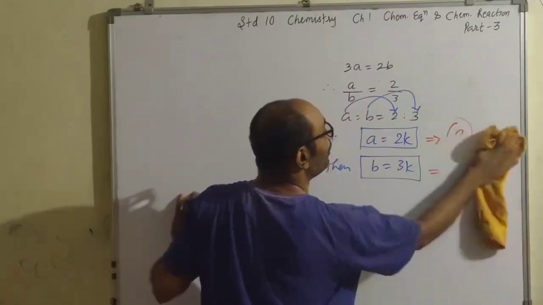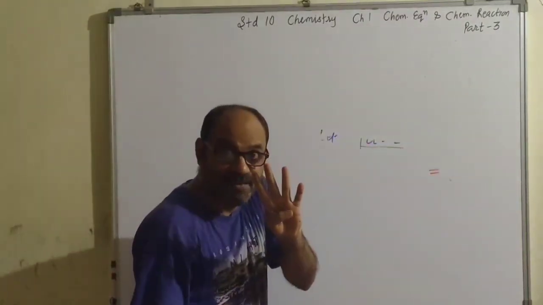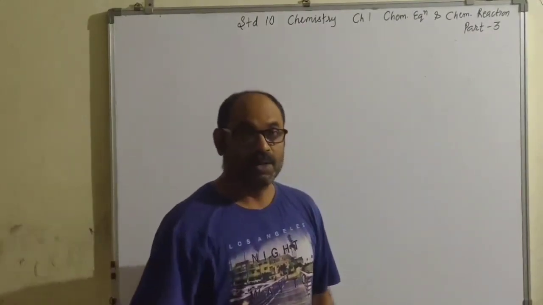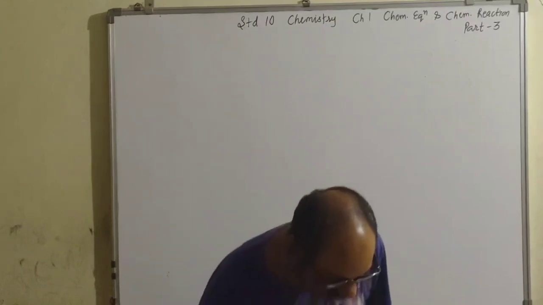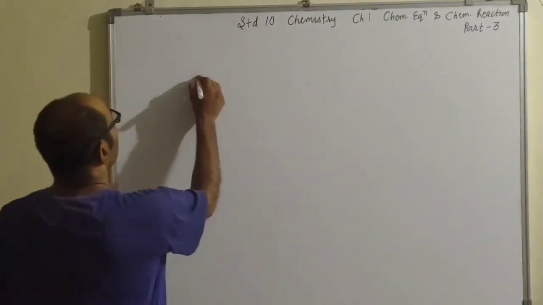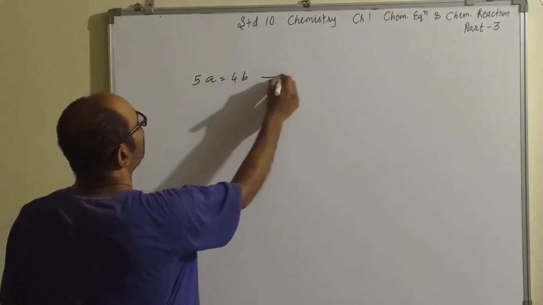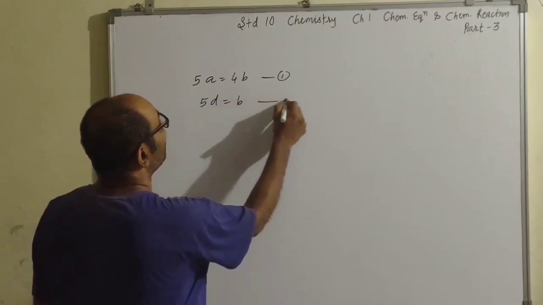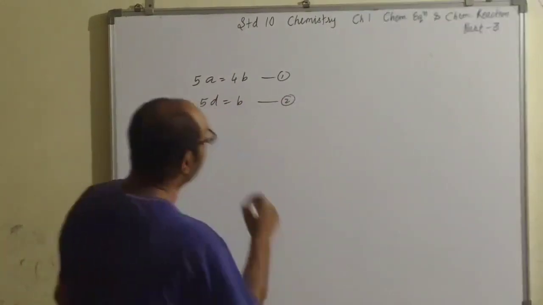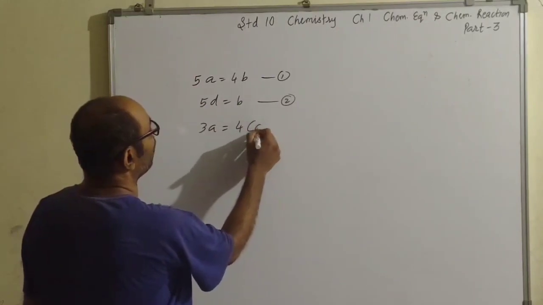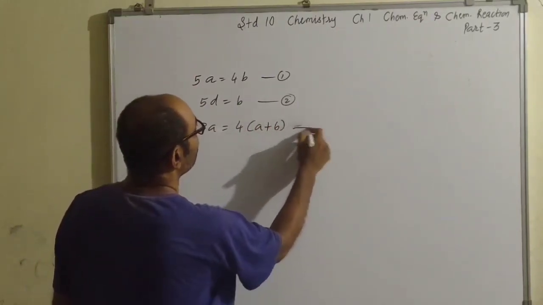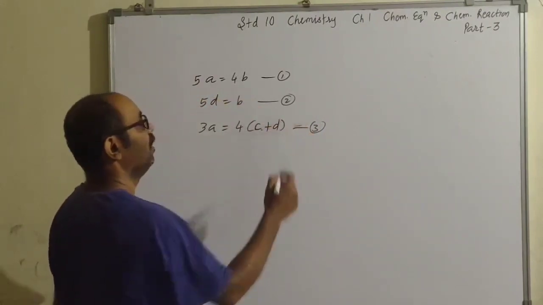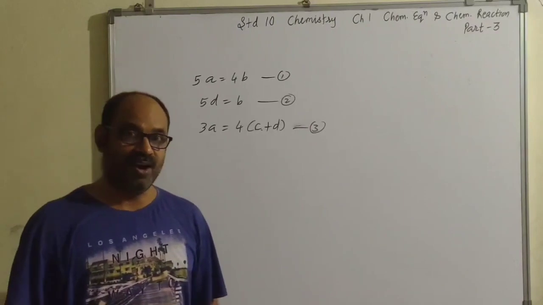So few equations I am going to give you which involve 4 variables, and then I have to develop transitivity or equality between all those 4 variables. Alright, first equation, 5A is equal to 4B. Equation 1. 5D is equal to B. Equation 2. And 3A is equal to 4 times C plus D. This is equation number 3. So these are the 3 equations you have.